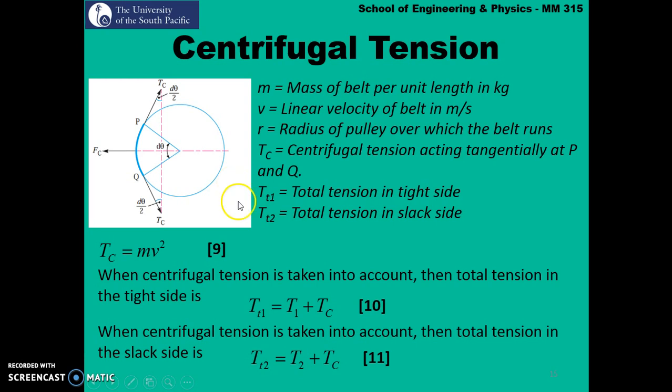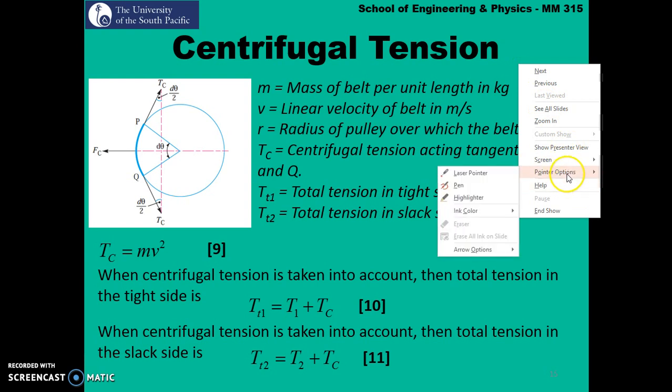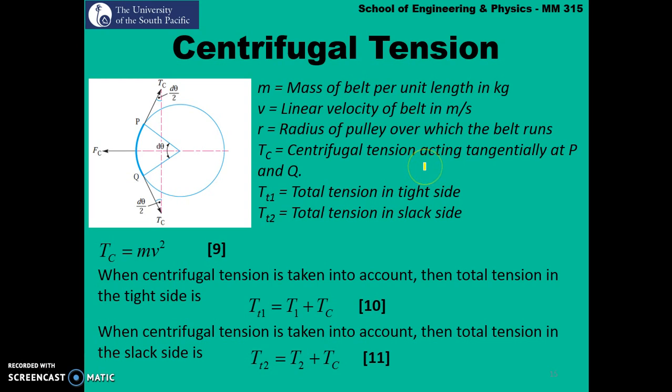So now let's look at centrifugal tension. In centrifugal tension, since the belt moves around two pulleys, the pulley imparts a centrifugal force onto the belt as soon as the belt comes into contact with the pulley. So we need to take into account the centrifugal tension when we're doing our analysis.